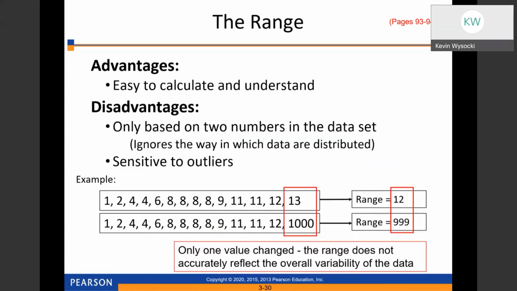Okay, so the advantages: it's easy to calculate and understand. The disadvantages: it's only based on two numbers in the data set, it ignores the way in which the data is distributed, and it's sensitive to outliers. The outliers are on the extreme left and right ends of the data. In the two examples they give you, the one on the bottom has a much larger range because of this outlier. So if you're just going to deal with the range, you have to take that into account.